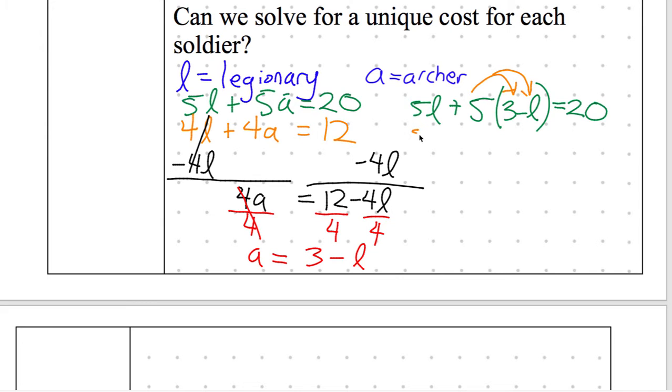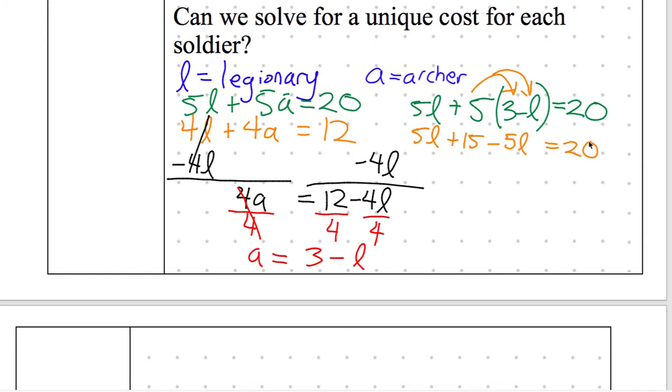I still have my 5L on the outside. So it's plus 15 minus 5L equals 20. Yeah, thank you. All right. I've distributed the 5. I now need to combine like terms on the left-hand side.